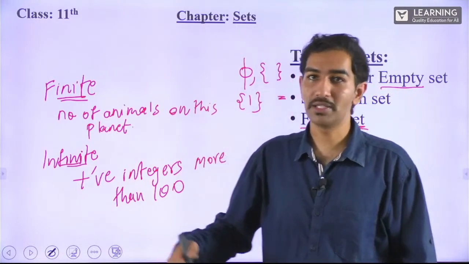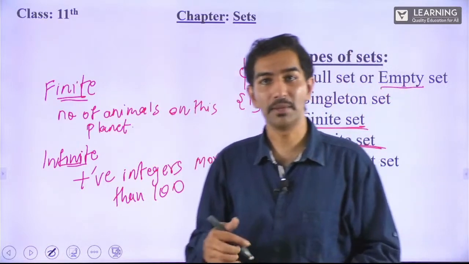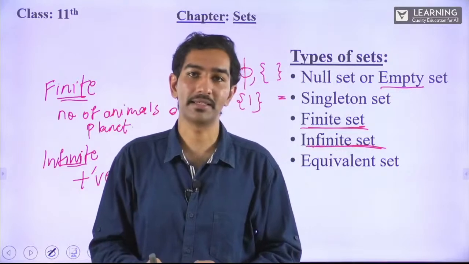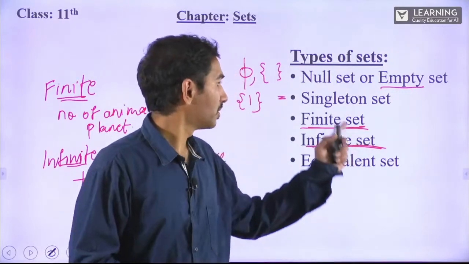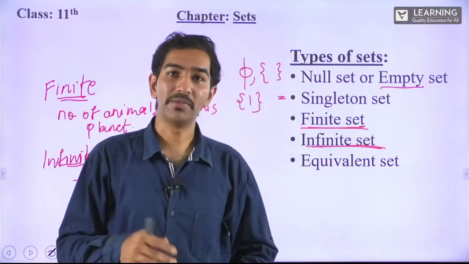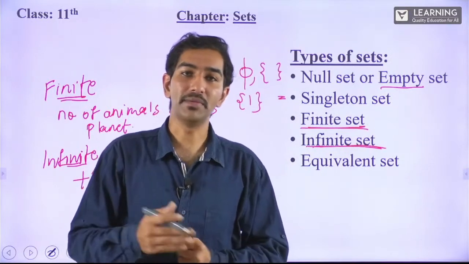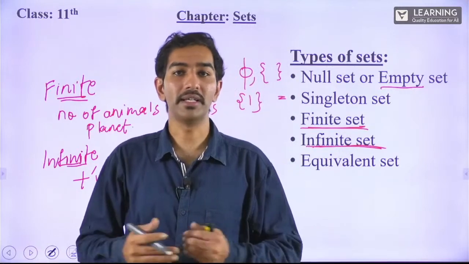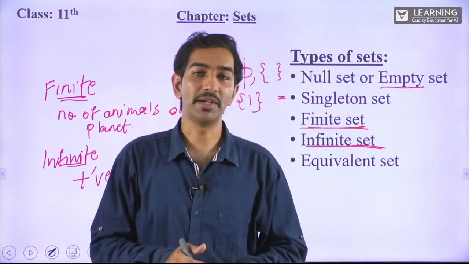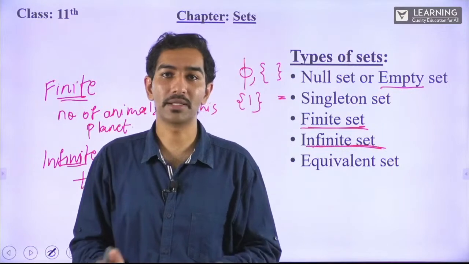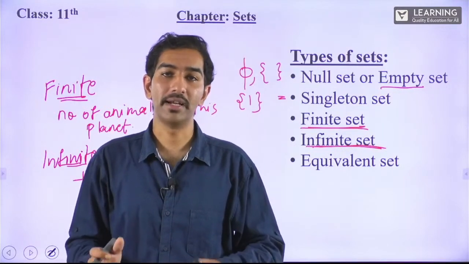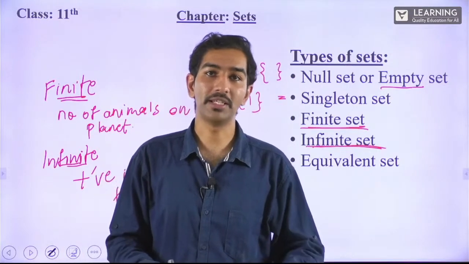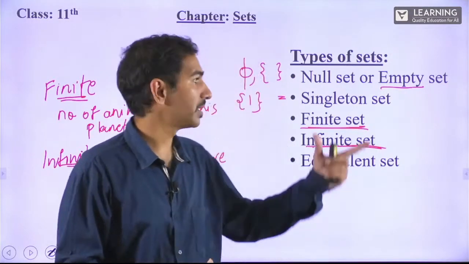Okay, so this is not completed, students. There are some more types of sets, which we'll be studying in the next class. Once again summarizing whatever we have seen today: we started with what is a set, how to represent a set, what are intervals, different types of intervals, how to represent intervals, closed intervals and open intervals, and finally we saw the different types of sets. So this is all for today's session. In the next session we'll be continuing with the types of sets.